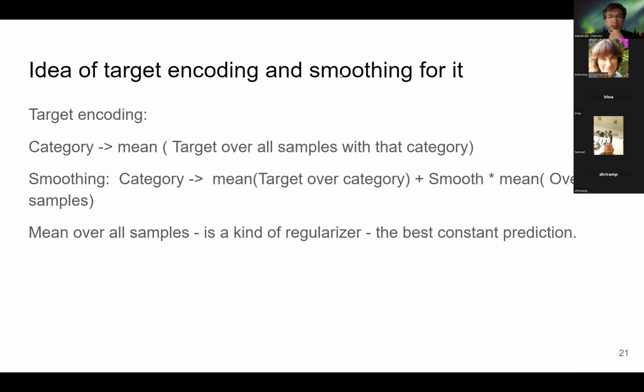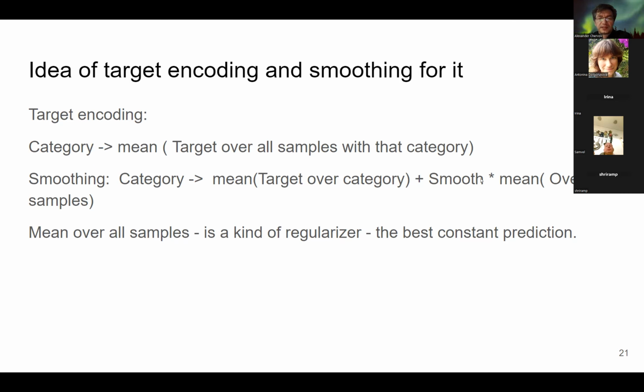What is important is that this encoding has a parameter called smoothing. Smoothing makes a kind of average between the simple encoding and the mean over all the samples. So it creates something like a bias. So we average two things.